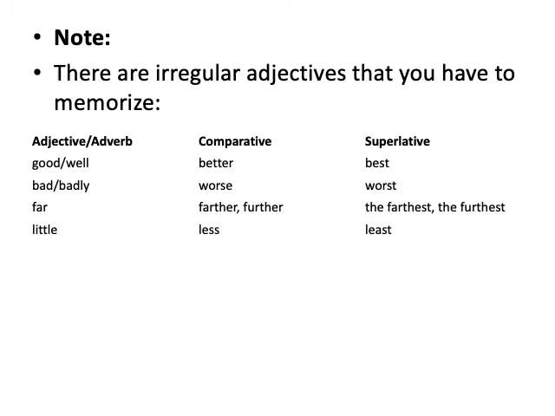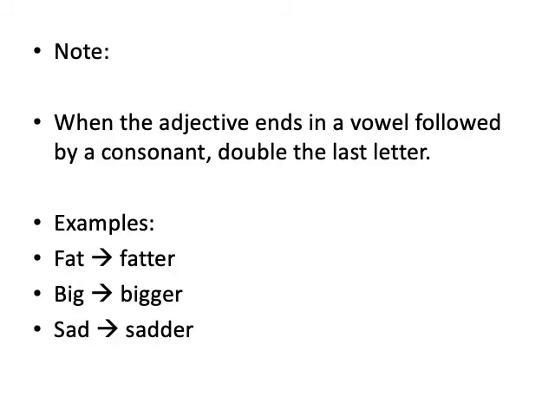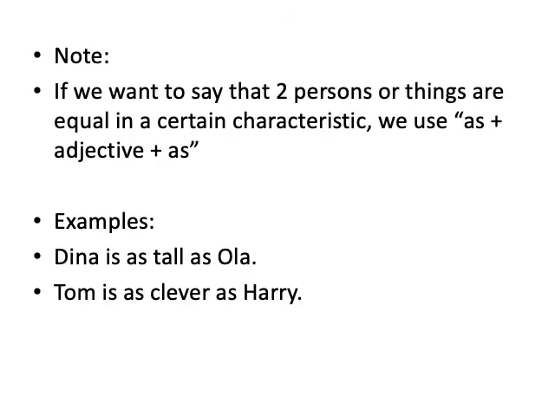far يعني بعيد. comparative form is farther or further، الاتنين صح. والsuperlative the farthest or the furthest. little بتبقى less or least. The last note, when the adjective ends in a vowel followed by a consonant, double the last letter. fat for example آخر حاجة vowel A وبعدها consonant T بقت fatter. التي بقت مرتين double T. big bigger double G. sad sadder double D. دايما نخلي بالنا من ده.